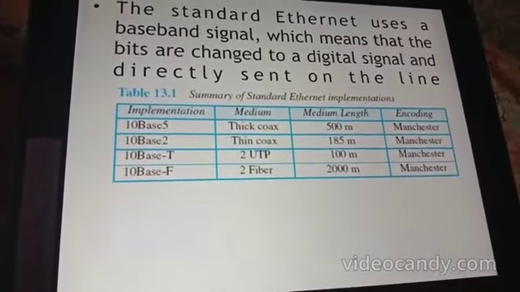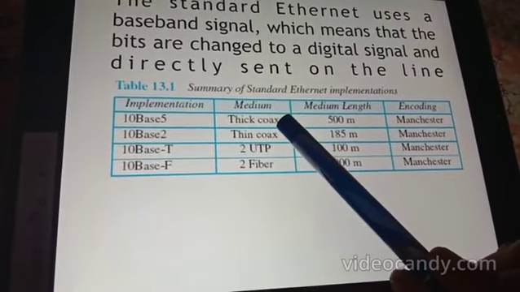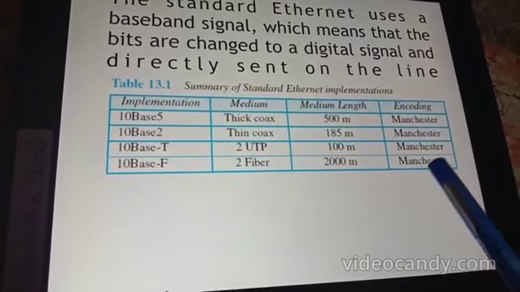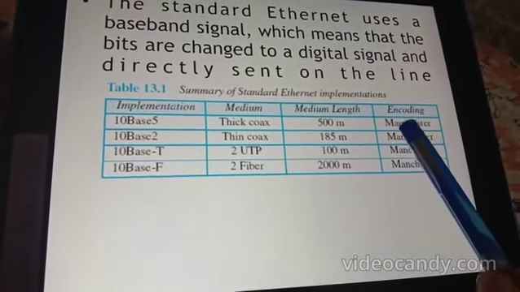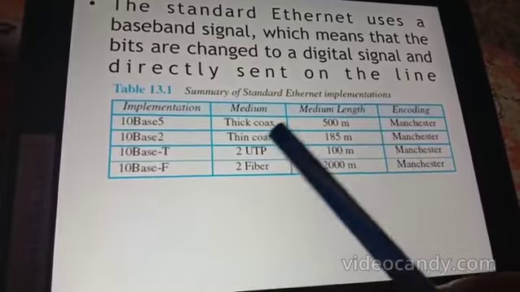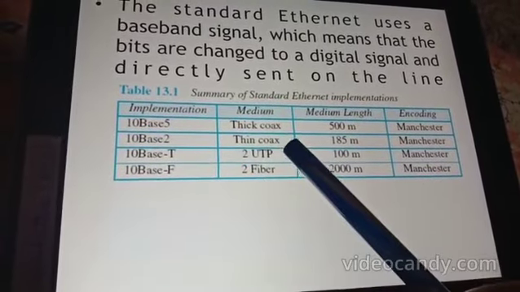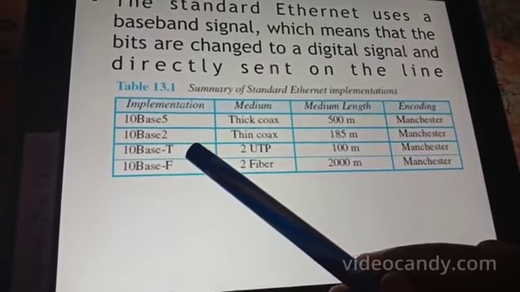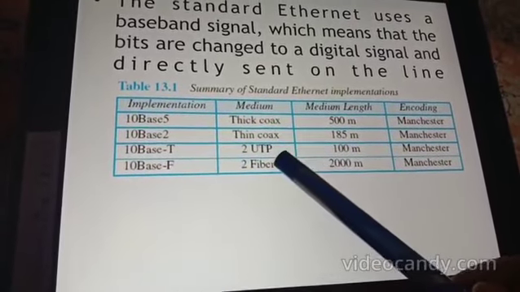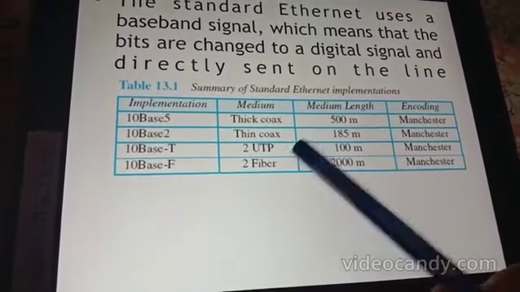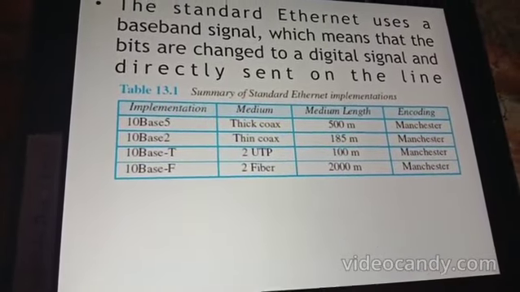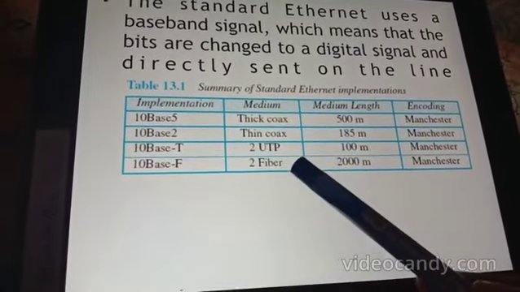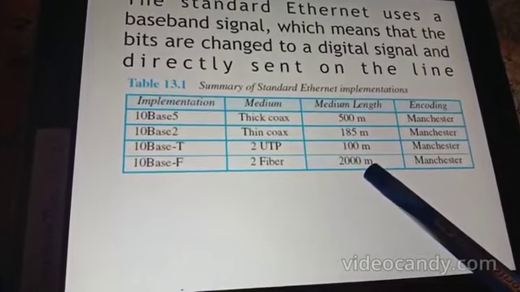In 10 Base 5, the medium is thick coaxial cable of maximum length 500 meters, and the type of encoding is Manchester for all the standard Ethernet schemes. In the case of 10 Base 2, it is thin coaxial cable of length 185 meters. For 10 Base T it is 2 UTP, of length 100 meters, and for 10 Base F it is 2 fiber, which is of 2000 meters.